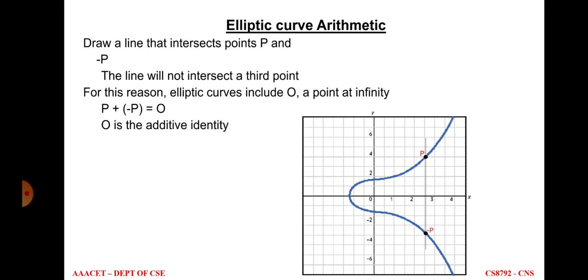After that, another important point: here we have to draw a line that intersects the points p and minus p, because here also the p value is 4.